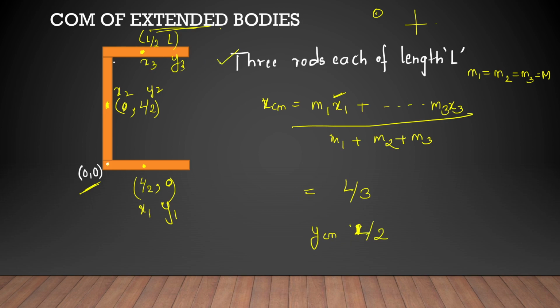So in the case of rods or any extended body, first we try to find the center of mass of that individual part. Then we give a coordinate to that point with respect to the reference. What reference we are taking would already be given in the question, so we need not worry.